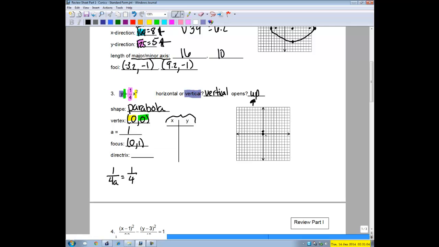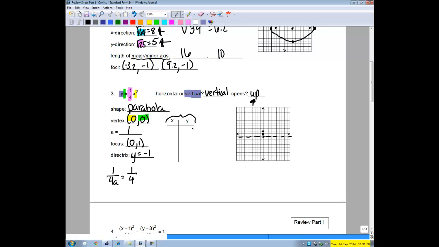Your directrix will go in the opposite direction, the same amount. So since I went up 1 for my focus, I'm going to go down 1 for my directrix. And it'll always be the opposite of what's written here. So since it's vertical, we're going to draw a horizontal line through negative 1. So my directrix is, since it goes through the y-axis, y equals negative 1.